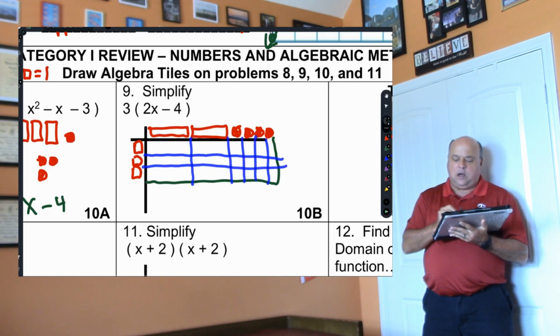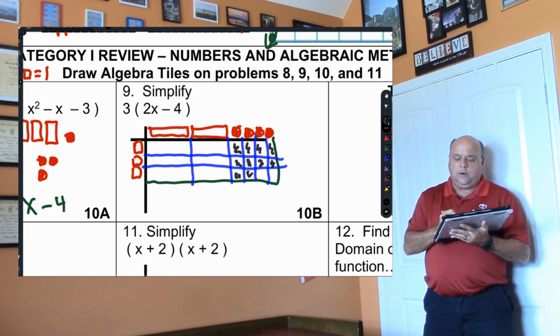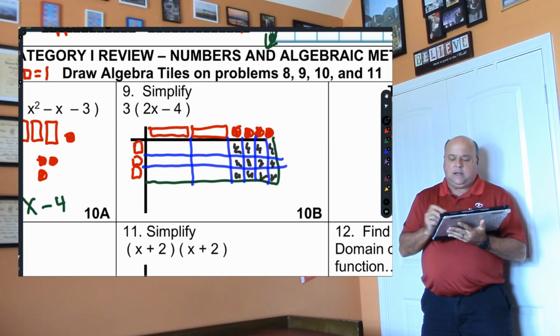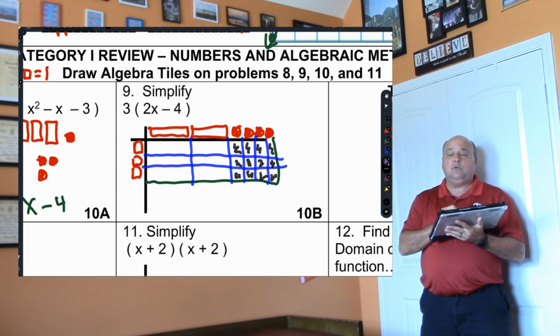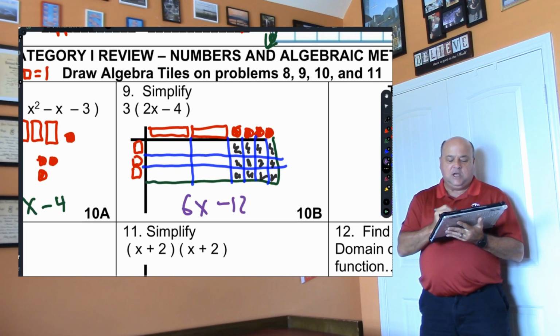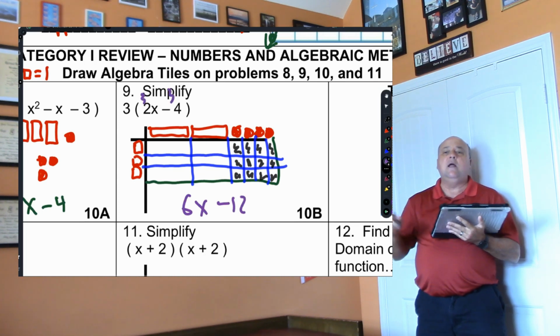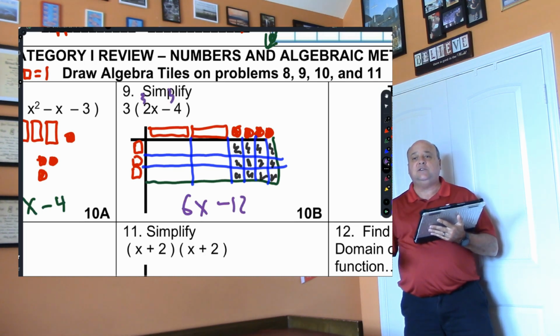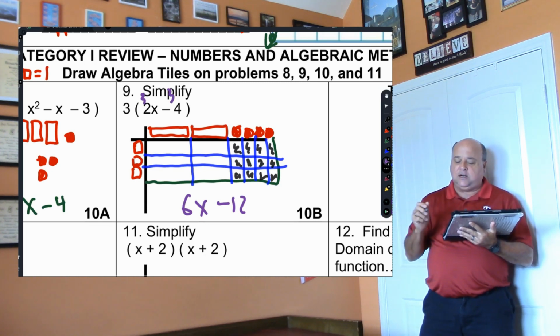And notice that all of my squares are going to be shaded, aren't they? But all the rectangles will be open. Okay, so I have 6 big rectangles, so that's 6x, and I got minus 12 squares. If I were to multiply, 3 times 2x is 6x, 3 times negative 4 is negative 12.